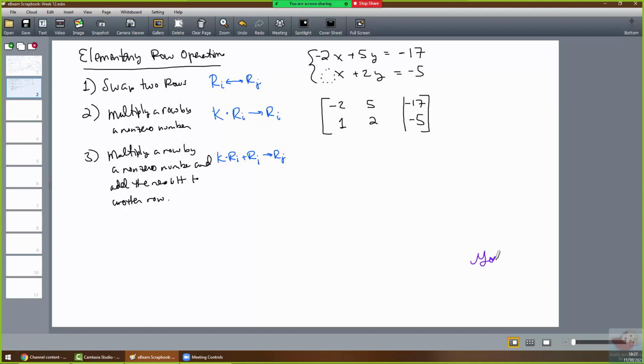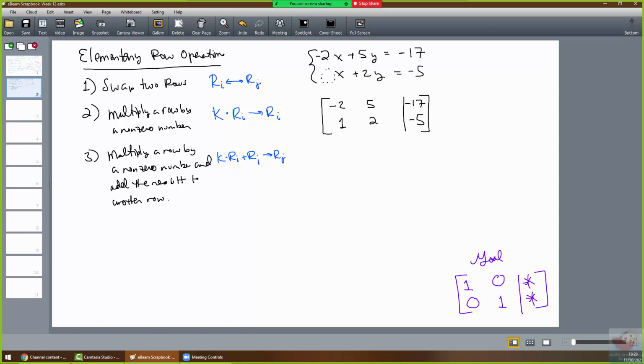Where we're ending is always the same. The goal is to get a 1 in the top left, and then diagonally going down to the right, another 1. So if we had a 3 by 3, there'd be a diagonal of 1s. Everywhere else needs to be a 0. And the numbers on the right-hand side of that bar will tell us our x and y's. So 1s on the diagonal, 0s everywhere else.